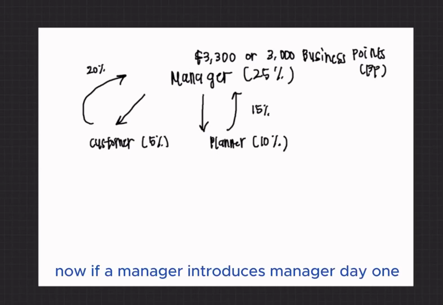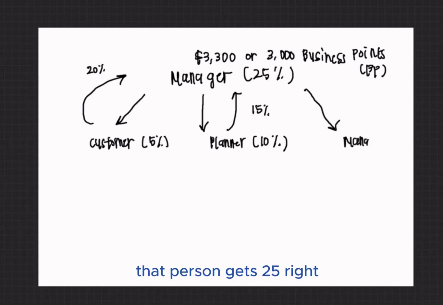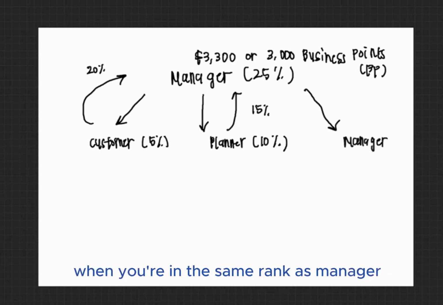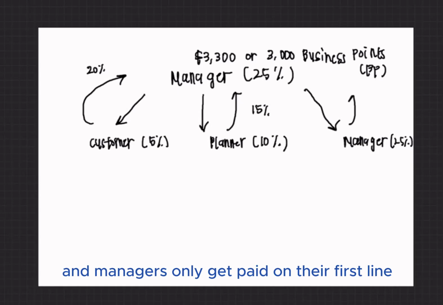Now, if a manager introduces a manager day 1 or one of your planners level up to manager, that person gets 25, right? When you're in the same rank as manager, you just get 5. So manager to manager, you get 5%. And managers only get paid on their first line.